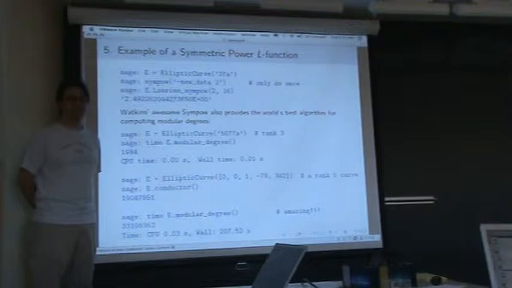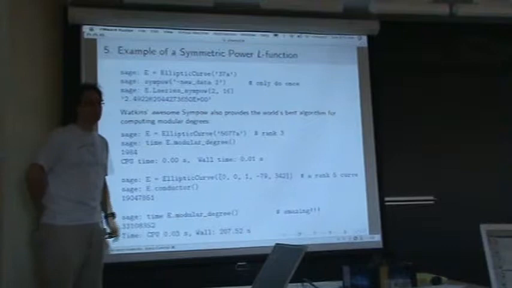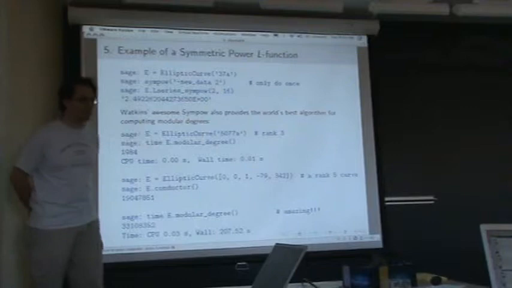But in Sage now, you can just ask for the modular degree, and in a little over 3 minutes, you get the answer, which is this number right here. So it's pretty extraordinary. And the reason that it's so fast is because there's a nice algorithm that involves symmetric power L functions for computing modular degrees. There is an assumption about the Manin constant.